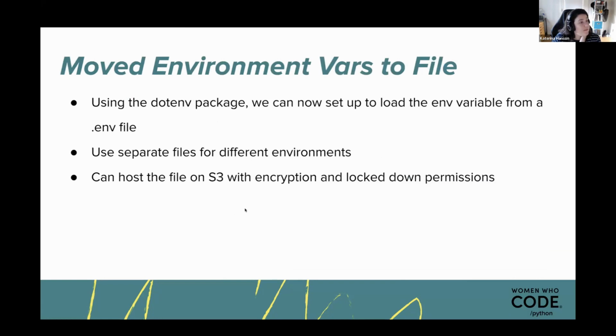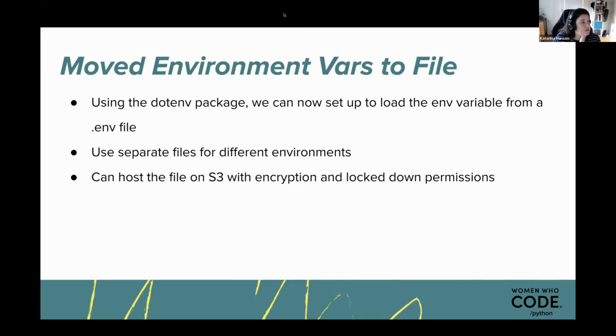All right. The next big thing that I did was move environment variables to a file. So I added the dotenv package so that we can load environment variables from a .env file. This allows us to use separate files for different environments. And it also gives me the ability to host the production-like environment file on S3 with encryption and locked-down permissions. And then I don't have to check it in anywhere. I don't risk people seeing my secret keys.